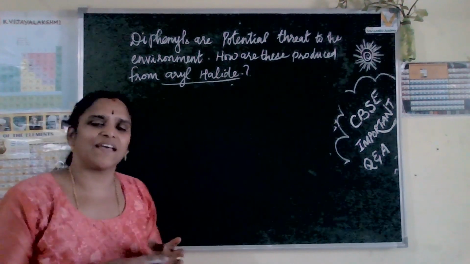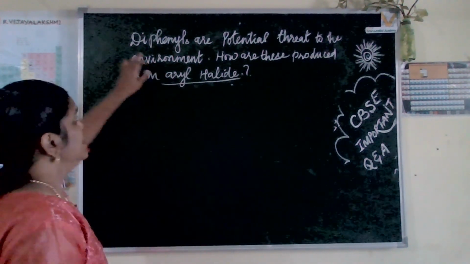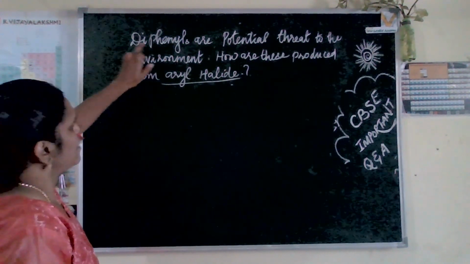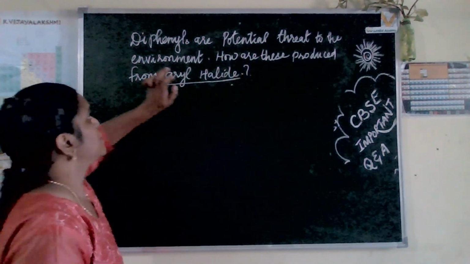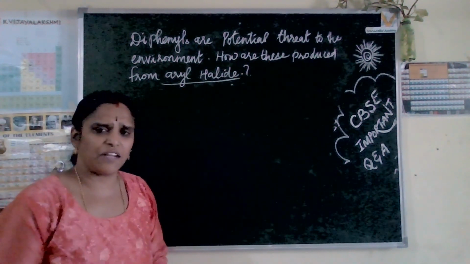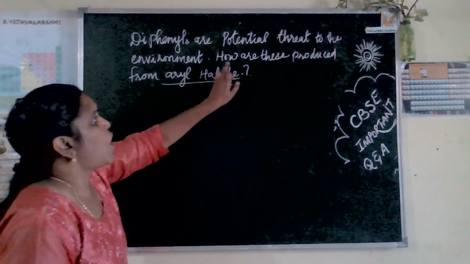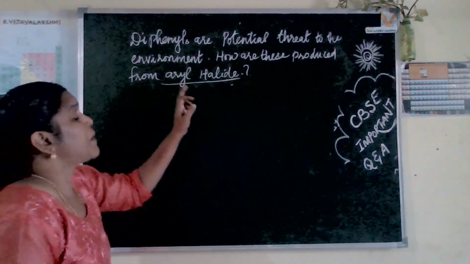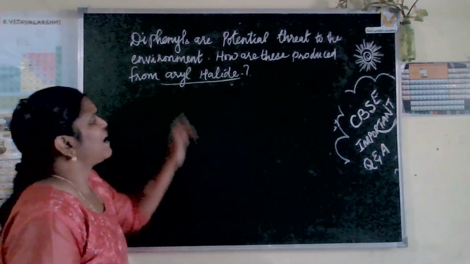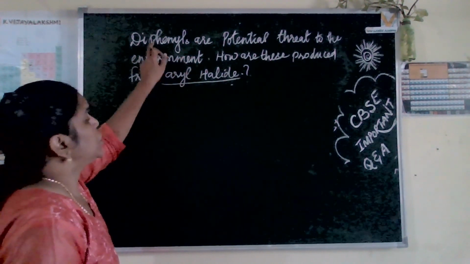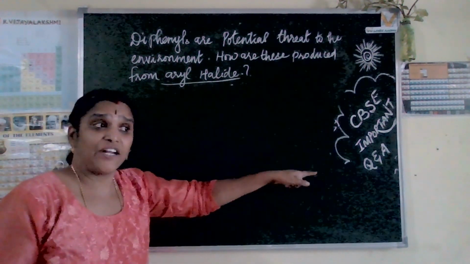This is also an indirect question. See, when you are going through this, diphenyls are a potential threat to the environment. This is informative, right? Now what they are asking: how are these produced from aryl halide? Aryl halide converted into diphenyl.